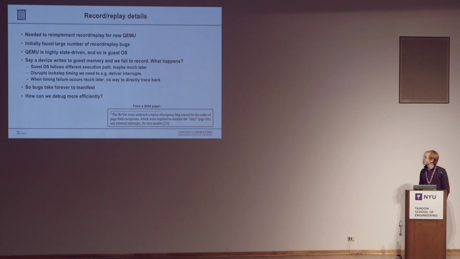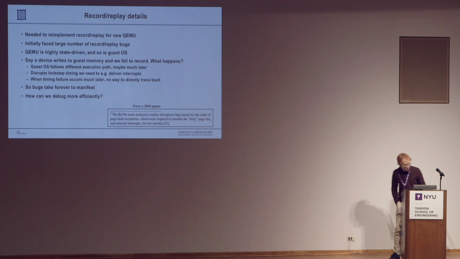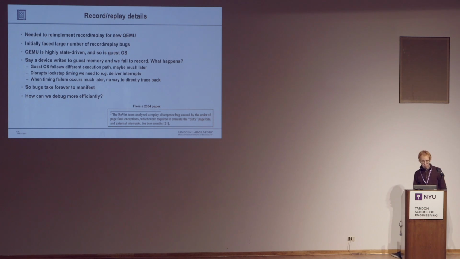So at this point, I was asking myself the question, how can we debug more efficiently? What can we do that will make our debugging easier? I just posted a snippet here from a 2004 paper from a team that made a system called Revert, that was also a record replay system. It says the Revert team analyzed a replay divergence bug caused by the order of page fault exceptions that took 2 months to find. So that's an idea of how long it can take traditionally to find these bugs. These are kind of the worst of the worst in terms of debugging.